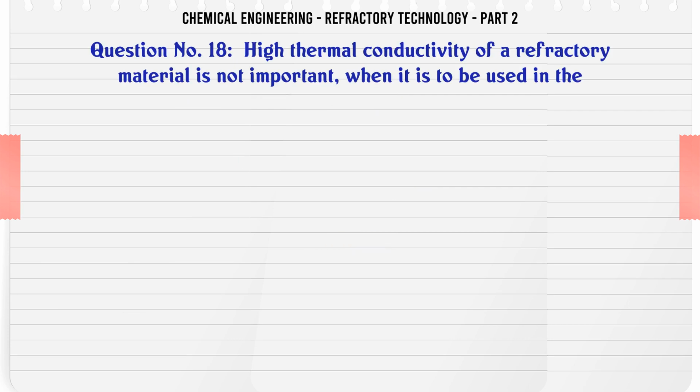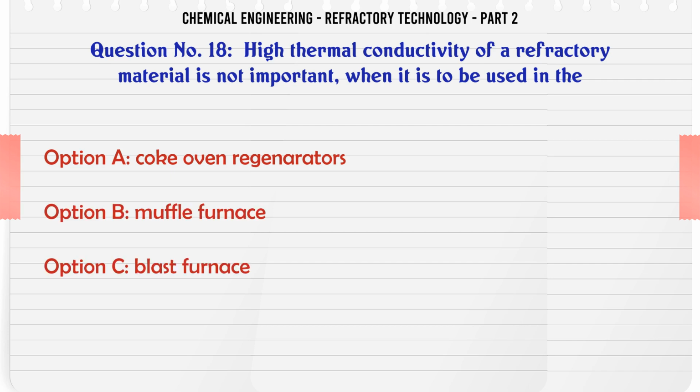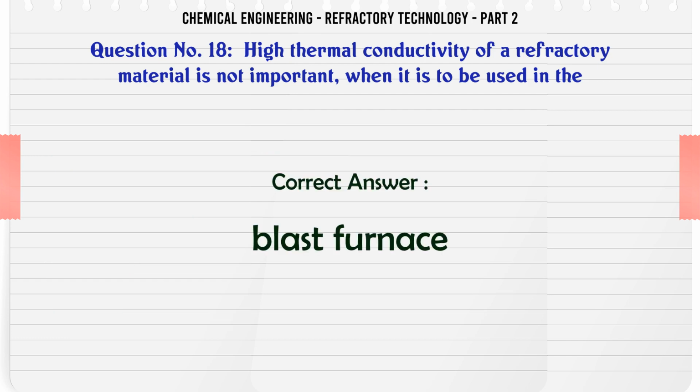High thermal conductivity of a refractory material is not important when it is to be used in the A. coke oven regenerators. B. Muffle furnace. C. Blast furnace. D. Recuperators. The correct answer is blast furnace.